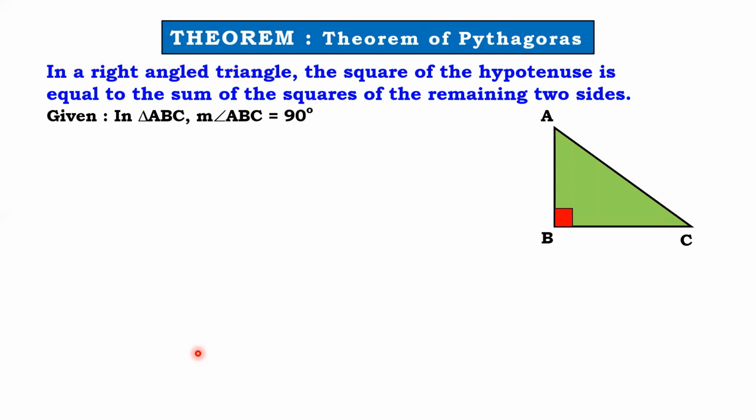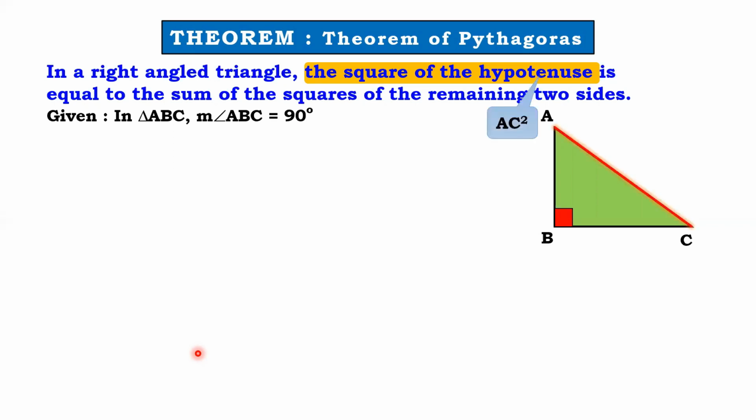So we have written down the given information that in triangle ABC, measure angle ABC is equal to 90 degrees. To prove: the square of the hypotenuse. Now students, we all know very well which is the hypotenuse in triangle ABC. Yes, AC is the hypotenuse. So square of the hypotenuse means AC square, right?